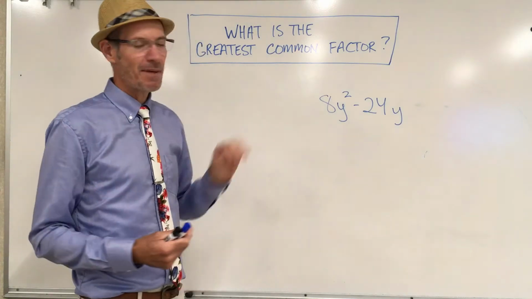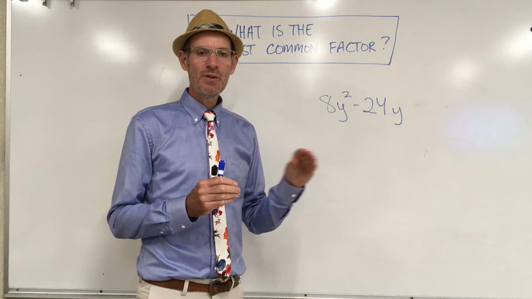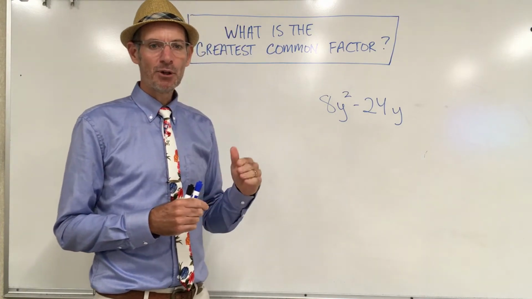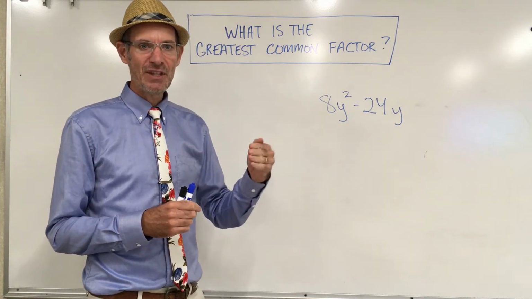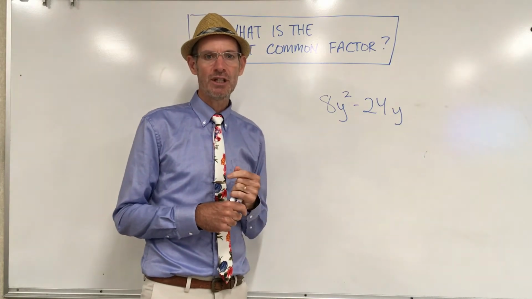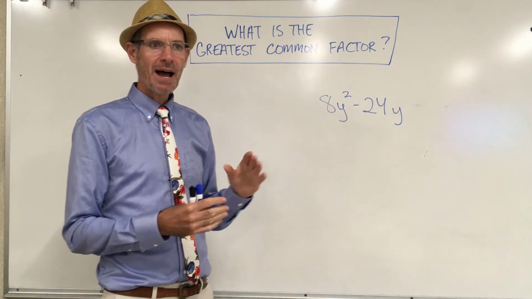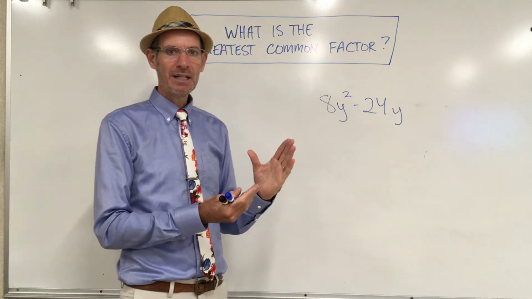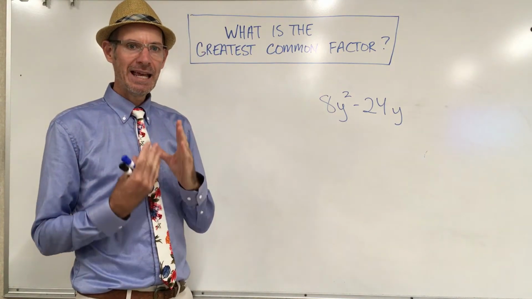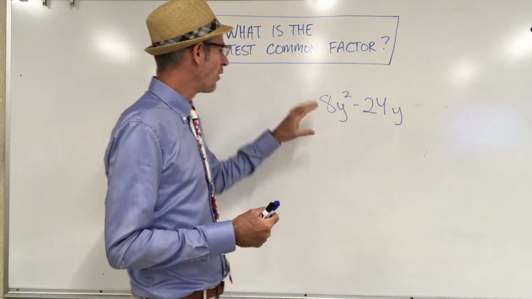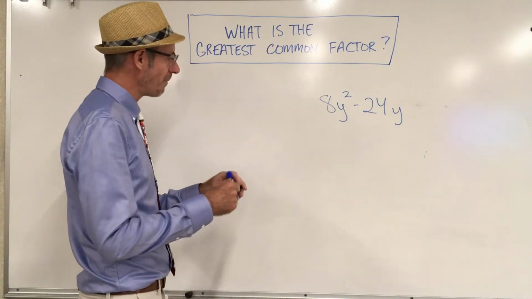As you'll see by the time that we're done, instead of removing the parentheses by multiplying the outside number by everything in the parentheses like you do when you do the distributive property, we're going to add back in the parentheses by drawing the parentheses and putting the greatest common factor in front of the parentheses. So our first job is to find the greatest common factor.